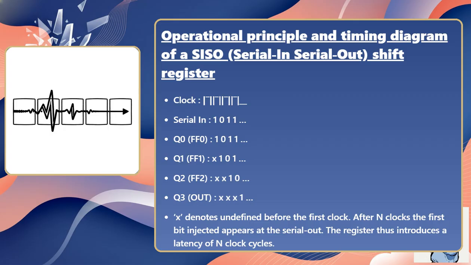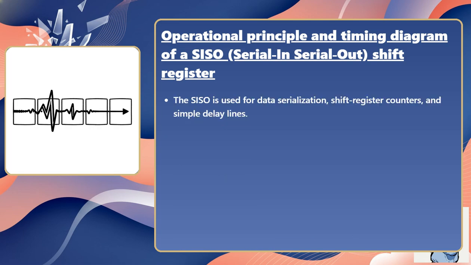After n clocks, the first bit injected appears at the serial out. The register thus introduces a latency of n clock cycles. The SISO is used for data serialization, shift register counters, and simple delay lines.